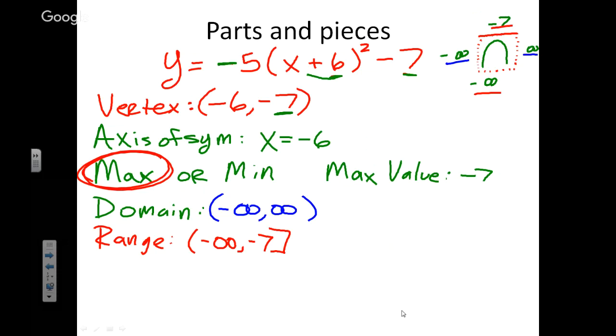I like the order we did this in. This isn't the order they asked the questions. I personally think that finding the vertex is the first step for these. 90% of the time, the vertex will help you out with the answer, and then going from there, okay? Any questions on that?